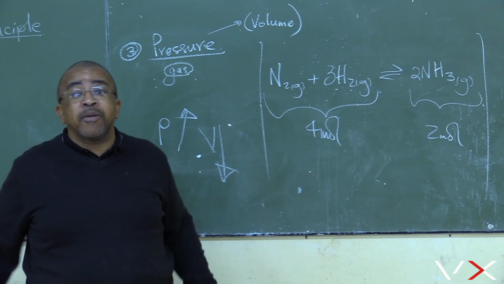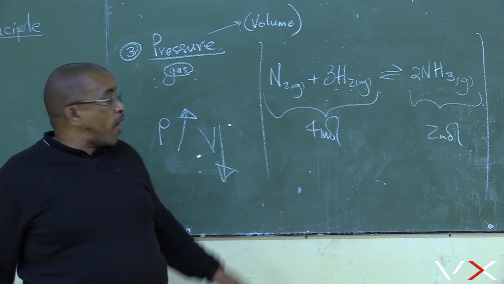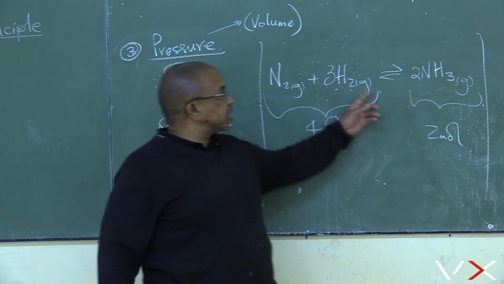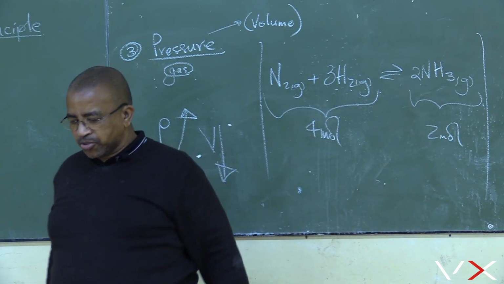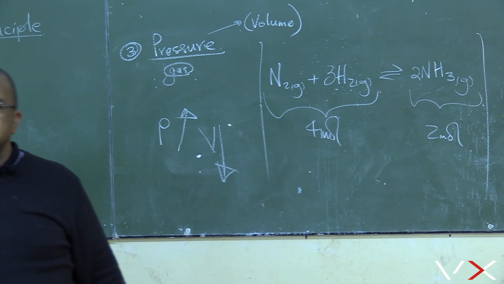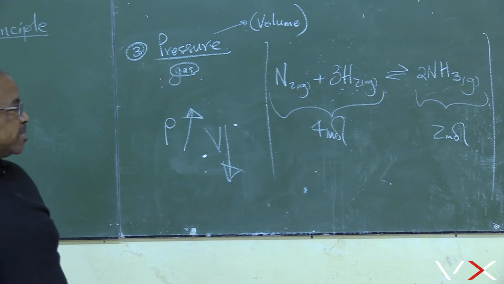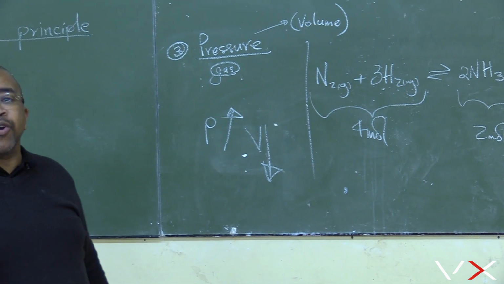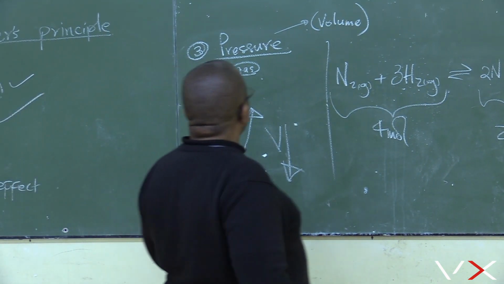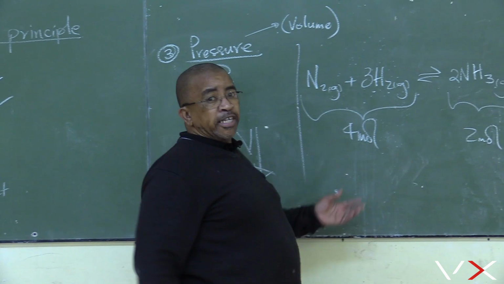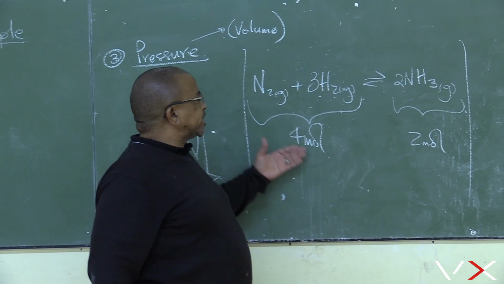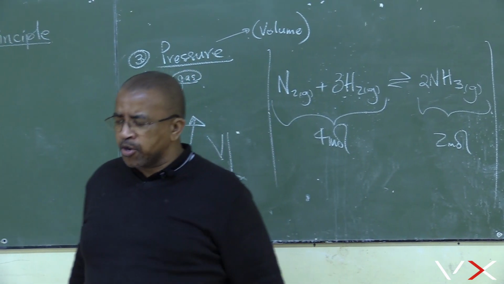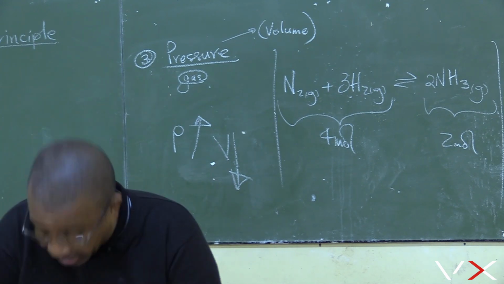Ngokwe-ratio maningi ukudlula ama-products. Why ngifake 4? Ngoba all these are gases. So they will be affected by pressure. So ngamanye amazwi uma nginyusa i-pressure or nginciphisa i-volume, i-system will shift to the direction where less number of moles are formed.